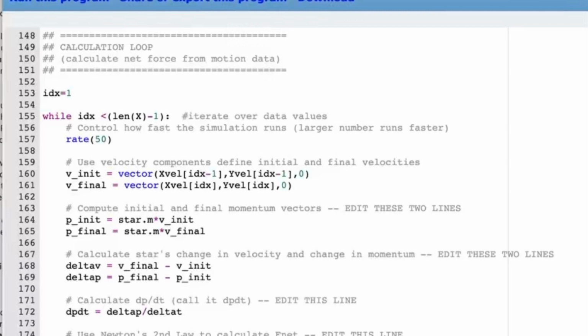With all the necessary data and code in place, we can calculate the net force from the motion data. We begin by sourcing our initial velocity by subtracting 1 from the loop variable and source our final velocity as well for each time step in lines 160 through 161. Then we find our momentum by multiplying the velocity by the mass of the star. From these we can easily find the change in each, or delta P, delta T. In line 172, we are able to use the fundamental principle of Newton's second law to find the net force.